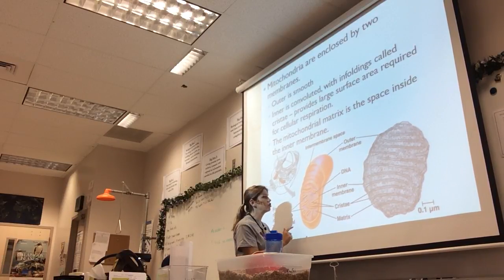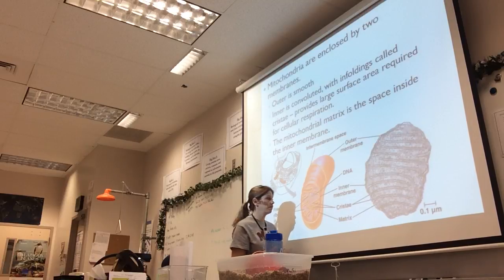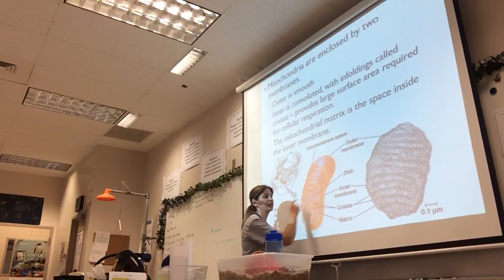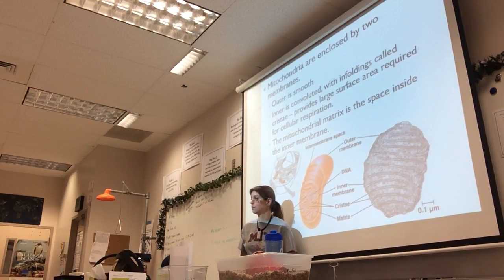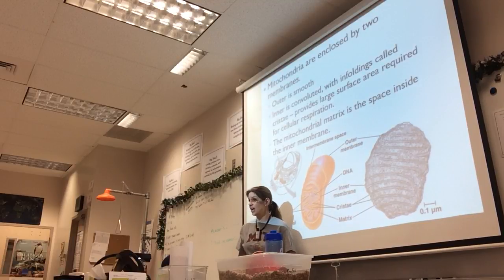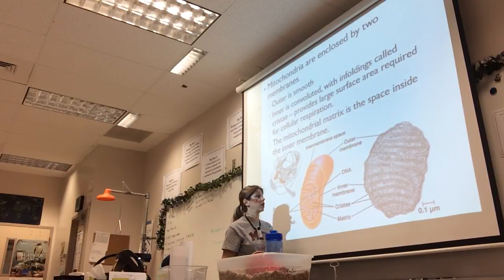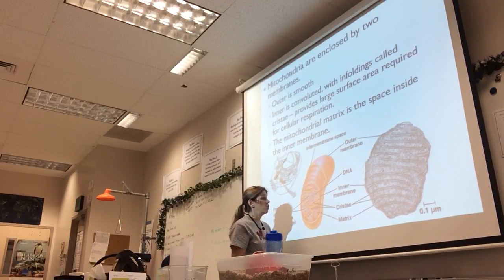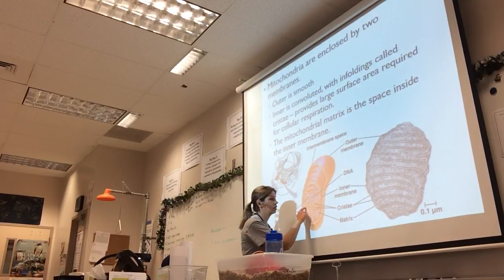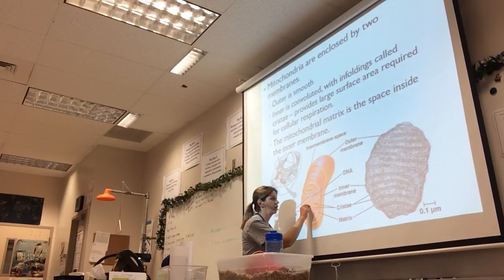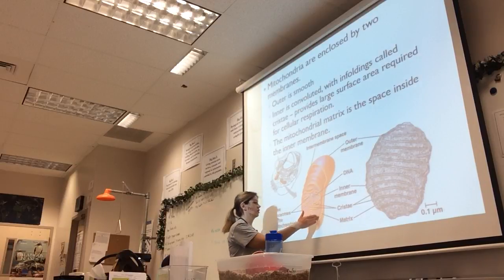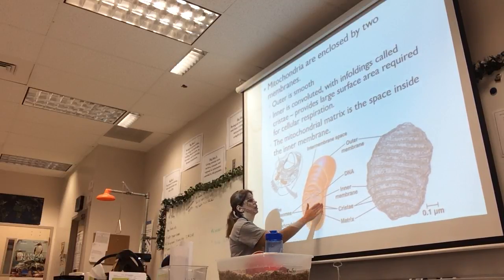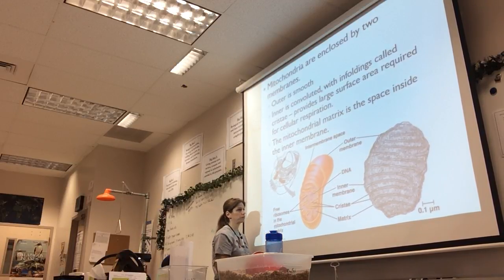And so in order to be as efficient as possible, the more membrane we have on the inside means the more ATP can be produced. That's why we have so much inner membrane in the mitochondria. We call this place the matrix. These infoldings are the cristae, and the space in between them is the intermembrane space.